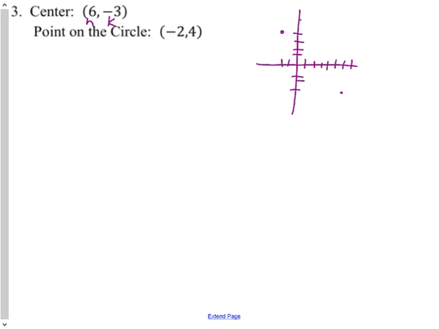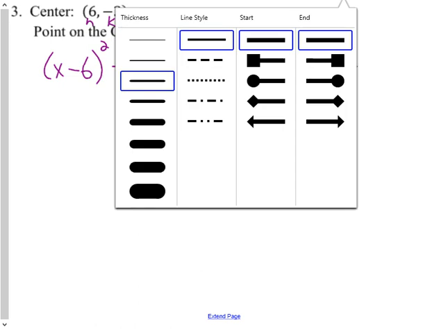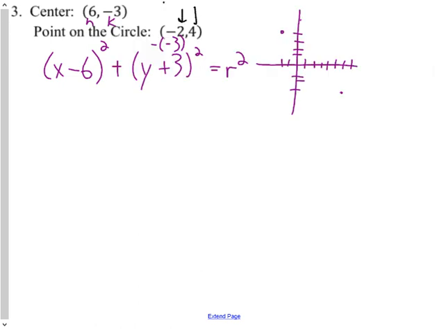But we don't really need r, we just need radius squared. So plugging it in, I got x minus 6, because h is 6 there, squared, plus y minus a negative 3 is going to be plus 3 squared. Just again, a reminder, with minus a negative 3, equals r squared. And then we haven't used this point yet. This is an x and a y value, so we're going to plug it in. Negative 2 minus 6 squared plus 4 plus 3 squared equals r squared.